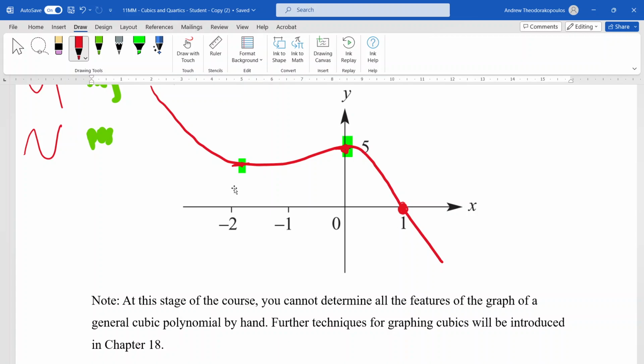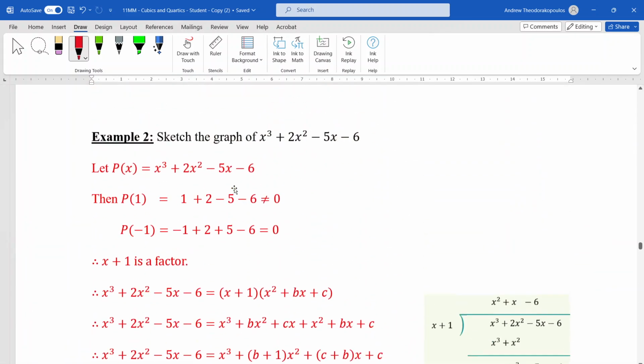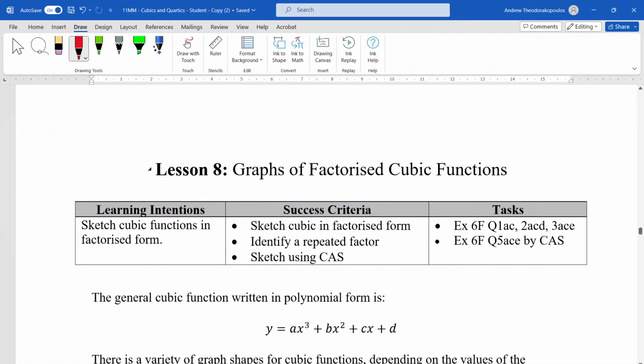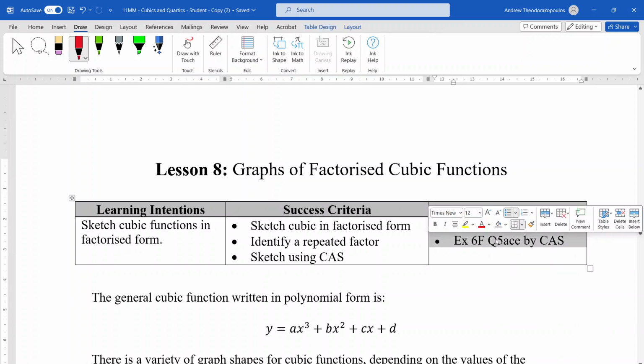So that's that for that lesson, and remember what we said about the questions. There's a lot here, quite clearly, but these are the ones you need to do by hand, and these are the ones you need to do by CAS.